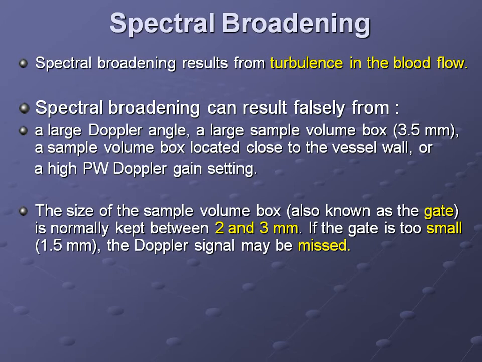Okay, the size of the sample volume box, or gate, is the same thing. Some machines write the gate, some machines write sample volume box. Normally it is kept between 2 to 3 millimeter, or 1/3 of the lumen of the artery. Okay, if the gate is too small, like 1.5 millimeter, the Doppler signal might be missed.